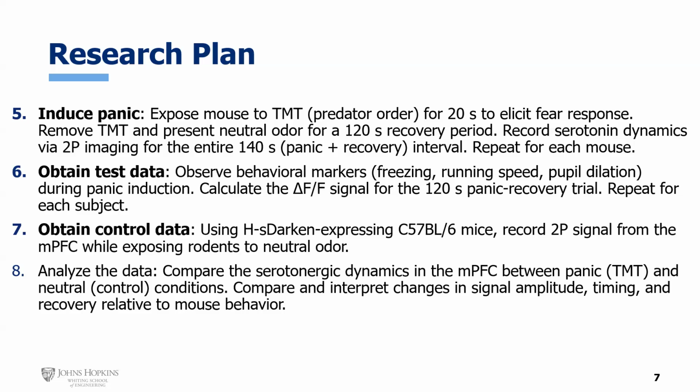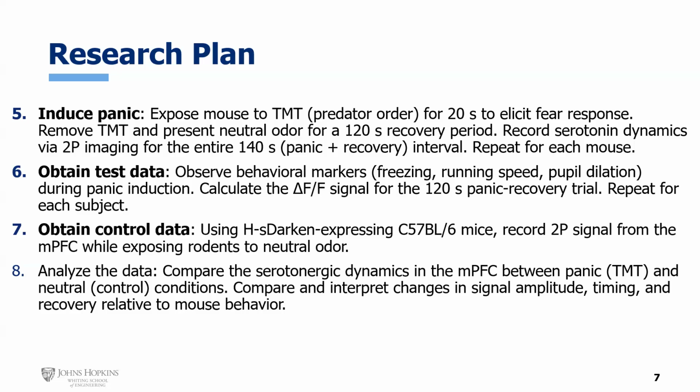Number 6 is to obtain the test data. So that involves two main parts. One is to observe the behavioral markers of the mice that relate to fear. So during the panic induction phase, freezing, which is immobilization behavior, the running speed and pupil dilation will be observed and recorded. The delta F over F signal will also be calculated for the 140-second panic recovery trial. This should be repeated for each subject.